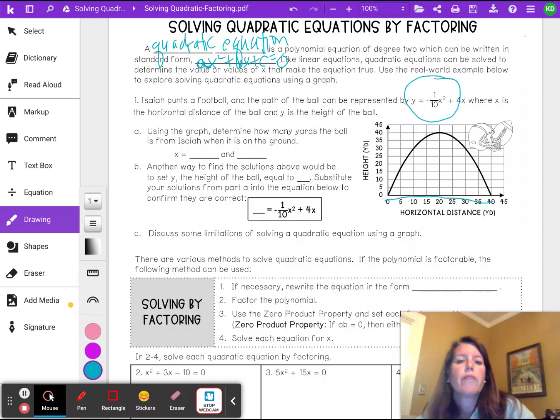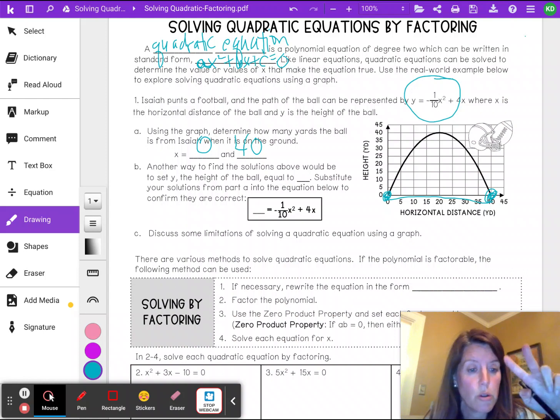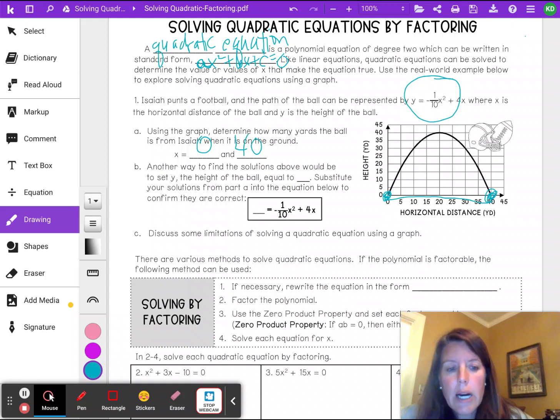So looking at our graph, how many yards is the ball away from Isaiah when it is on the ground? When it is on the ground, it's 0 right here and right here. It's not on the ground when it's up, at 35. What is that, maybe like 16 or something. It's in the air still. It's still traveling. It's not on the ground. So 0 and 40, that is how many yards the ball is from Isaiah when it's on the ground. So we got two answers there, and that's just by looking at the graph. That's kind of the easiest way.